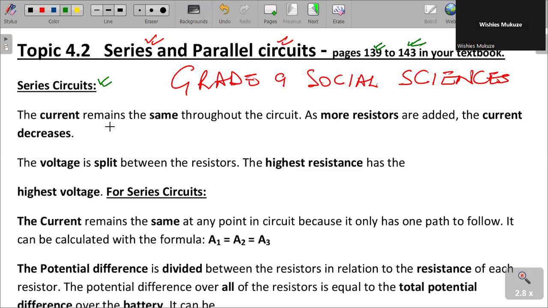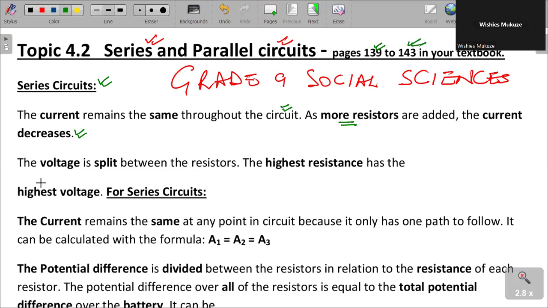Just to start with, without wasting time, let's talk about series circuits. In a series circuit, the current remains the same throughout the circuit. As more resistors are added, the current decreases.